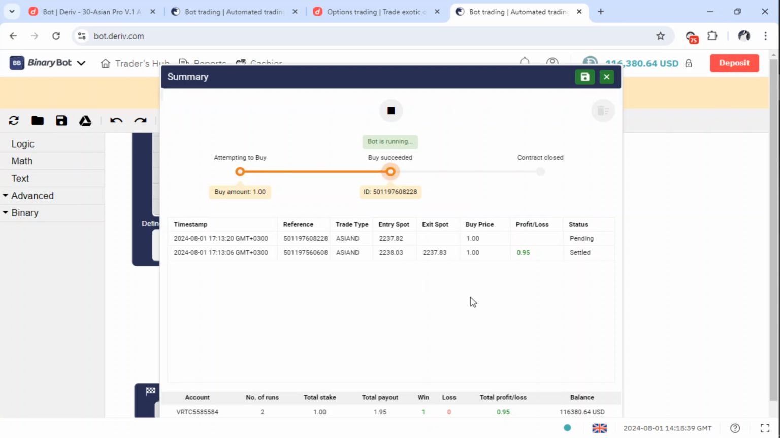So the bot is running. I think it's taking a lot of time. I wonder why, or maybe my internet has stopped.